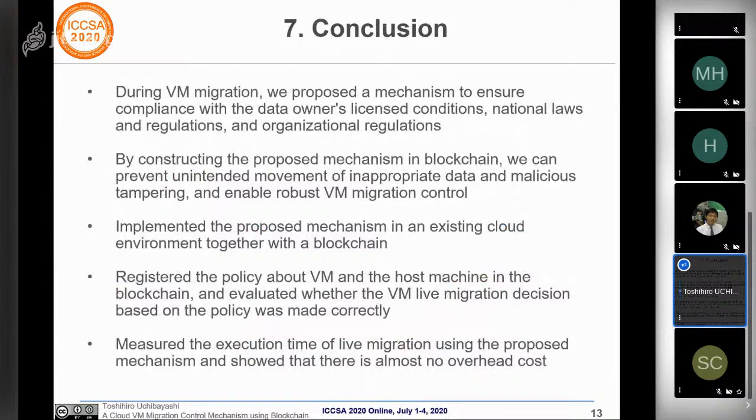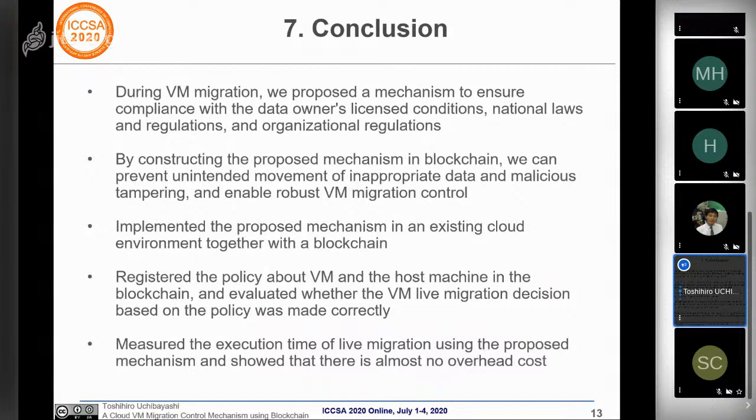Last is the conclusion. During VM migration, we propose a mechanism to ensure compliance with data owners' license conditions, national laws and regulations, and organizational regulations. By implementing the proposed mechanism in blockchain, we can prevent unintended movement of inappropriate data and malicious tampering, and enable robust VM migration control.